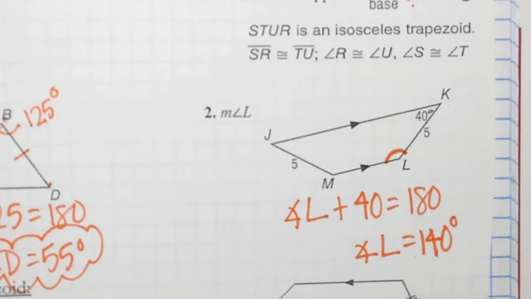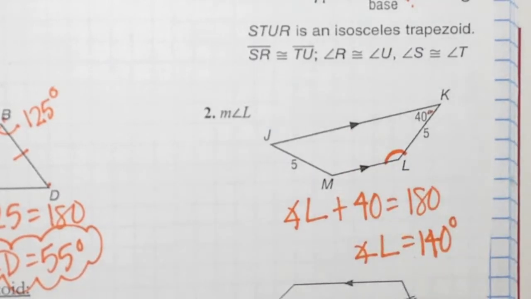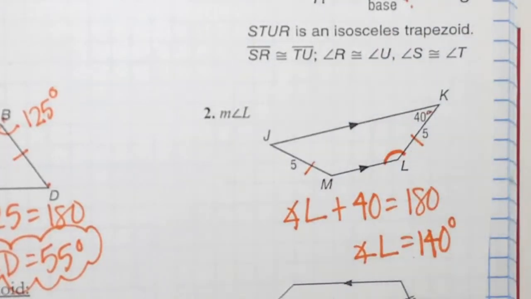Yes. So what about the two sides? What does that mean? If both of these are 5, what does that mean for those side lengths? They're congruent, right? So that means this is what type of trapezoid?